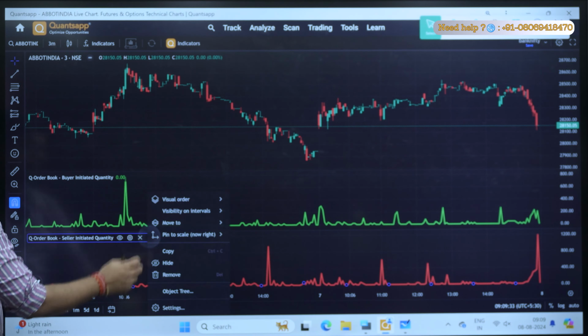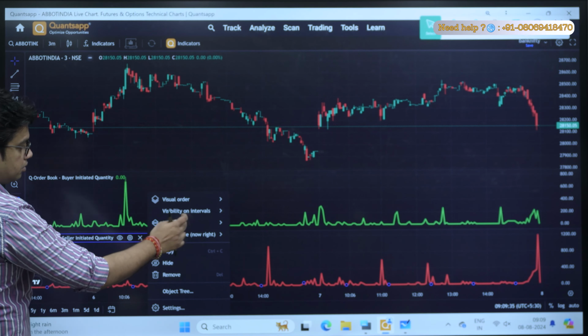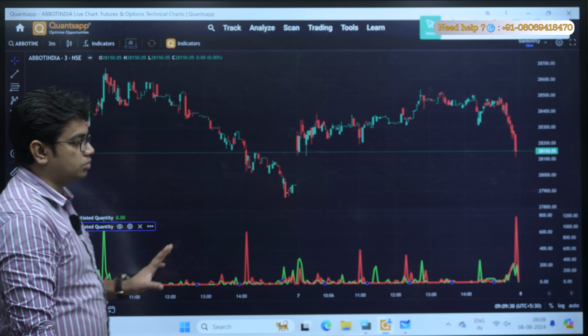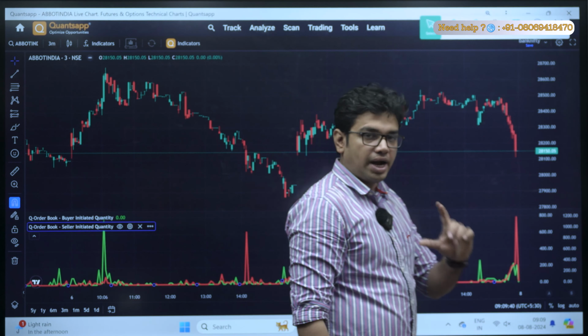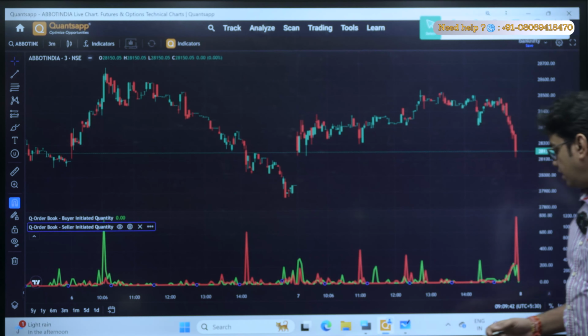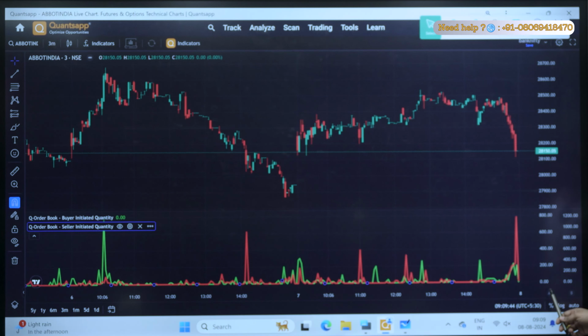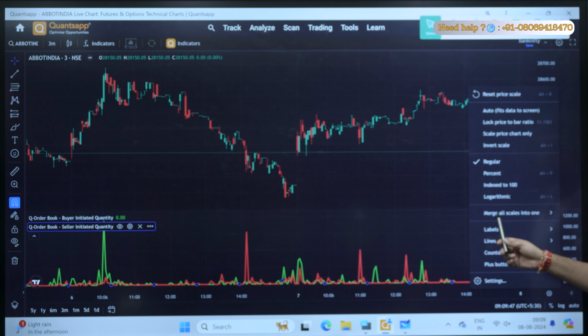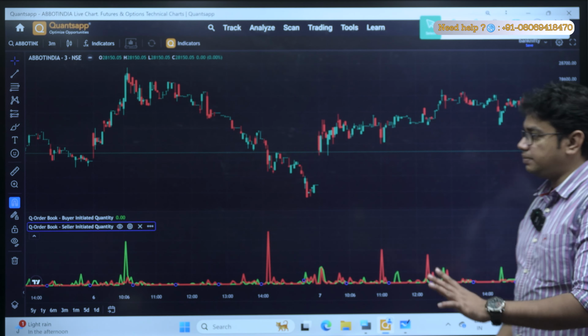So I select this option over here, move to existing pane above. These two indicators have been merged. Now I want to scale up, so here I will click on A, merge all scale into one on the right. Now my setup is ready.